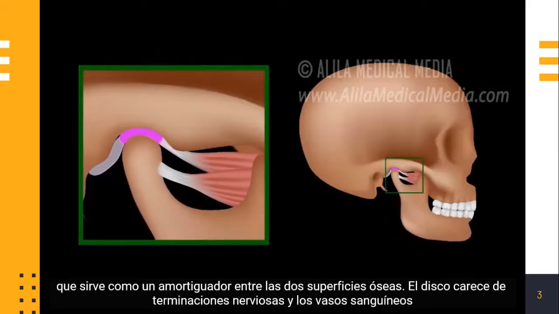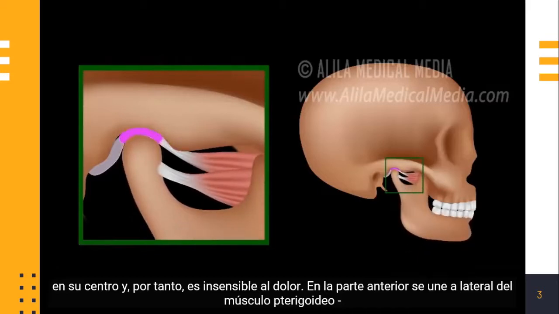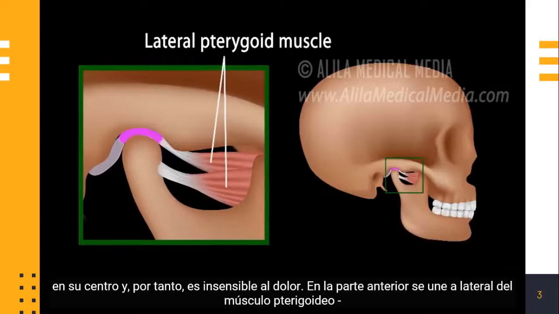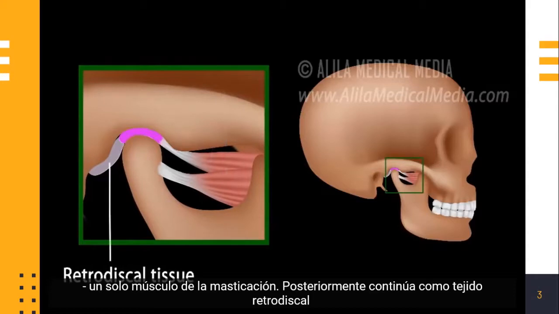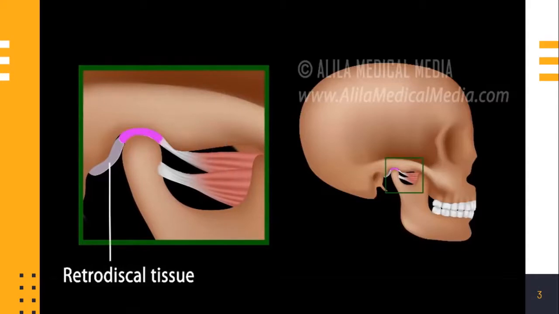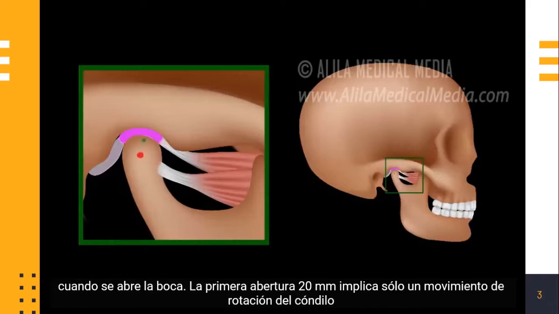The disc lacks nerve endings and blood vessels in its center and therefore is insensitive to pain. Anteriorly, it attaches to the lateral pterygoid muscle, a muscle of chewing. Posteriorly, it continues as retrodiscal tissue, fully supplied with blood vessels and nerves. The mandible is the only bone that moves when the mouth opens.